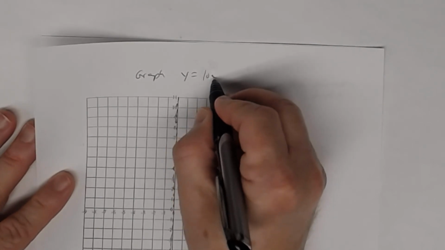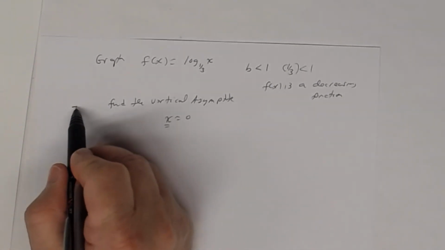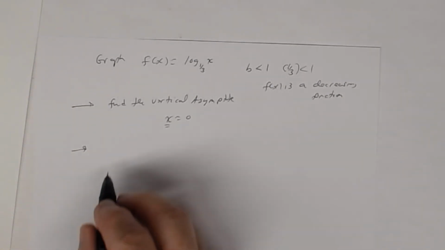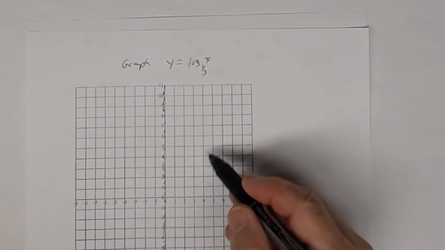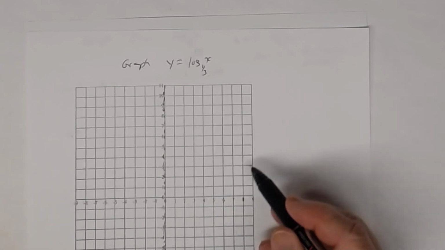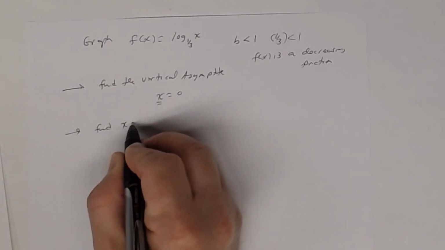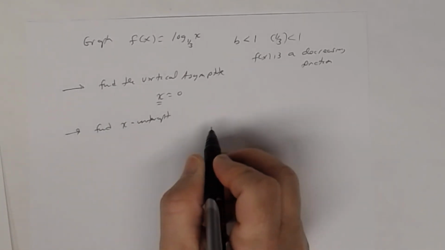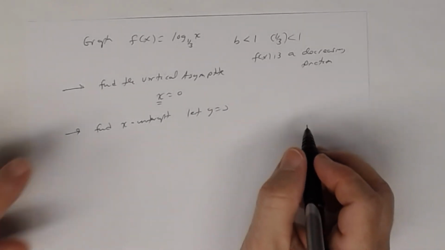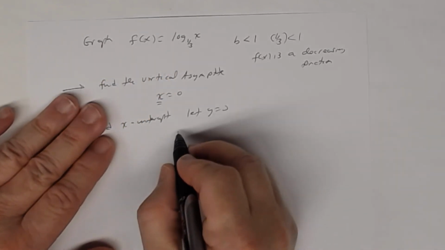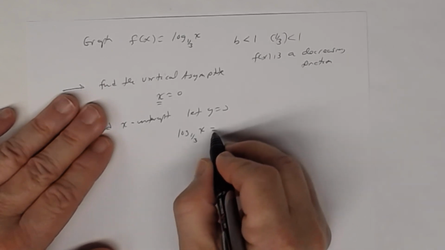Okay, so we're graphing log of x base 1/3. All right, so that's the first thing we did. Then we're going to find the x-intercept. So remember, a log function always crosses the x-axis. So we're going to find the x-intercept. All right, now just remember, just like you did before, to find the x-intercept, you're going to let y equal 0, right? So I'm going to set this equal to 0. Y is equal to 0. So I get log of x base 1/3 equals 0.